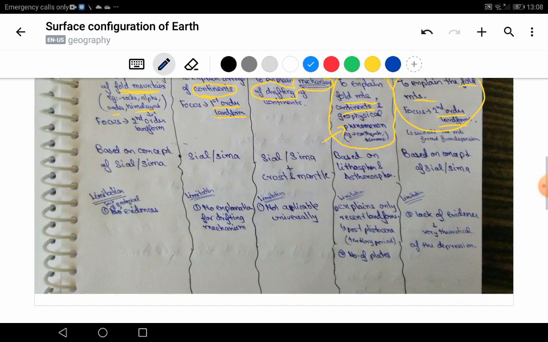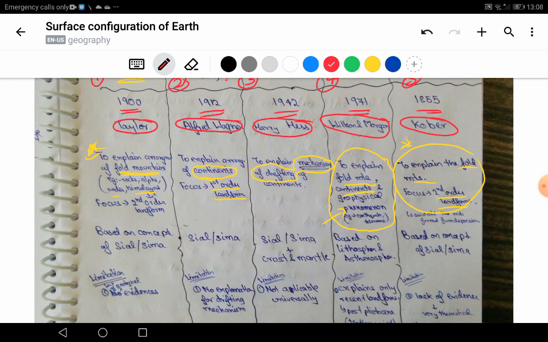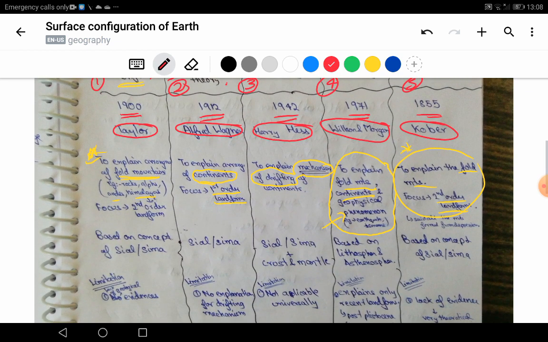Okay, so next thing, what were they basically based on? At the time of the continental drift theory given by Taylor, it was only discovered that Sial and Sima were present. It was found that Sial is the continent part and the ocean crust is made of Sima. This was only known, so the theory was based on this only, continent and ocean.